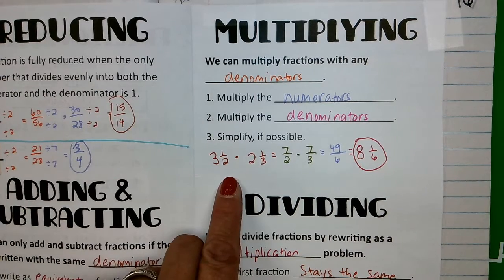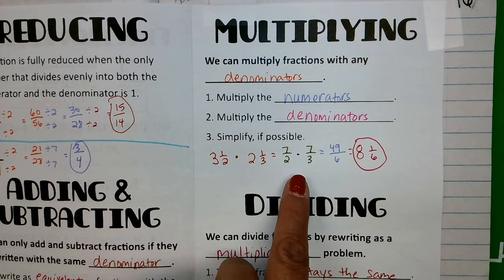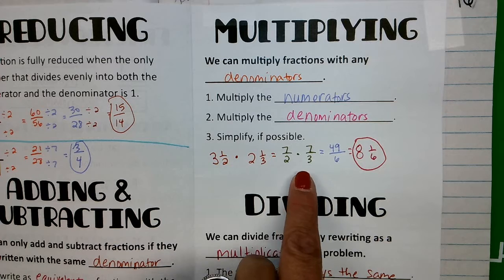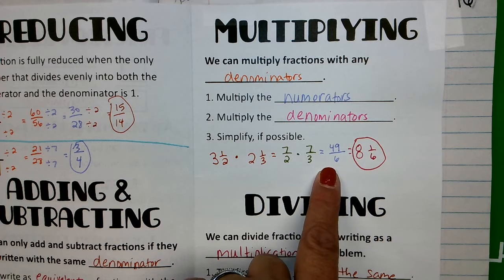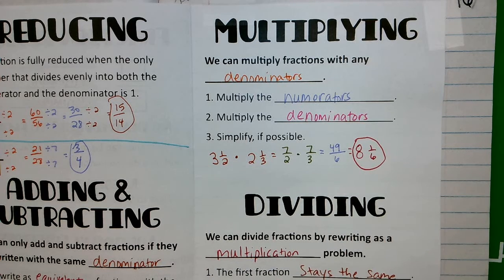So you can see here that I have 3½ times 2 1/3. That is equivalent to 7/2 times 7/3. I multiplied the numerators to get 49 and the denominators to get 6, and I reduced it to 8 1/6. Pause if you need to get your notes caught up.